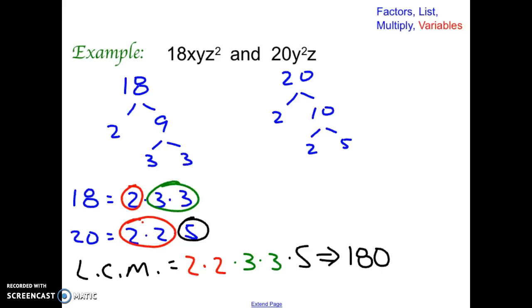Now let's look at the variables. All right, let's start with the x. It's to the first in the first term. There's no x in the second term, so it's going to be to the first in the least common multiple. As per usual, if the exponent's a 1, you don't necessarily need to list it. Let's look at the y's. Exponent's 1 in the first term, exponent's 2 in the second term. 2 is bigger than 1, so we're going to put 2 in our least common multiple. As far as the z's go, we got 2 in the first term, 1 in the second term. 2 is bigger than 1, so we're going to put 2 in our least common multiple. So our least common multiple for this one would be 180, x to the first, y squared, z squared.